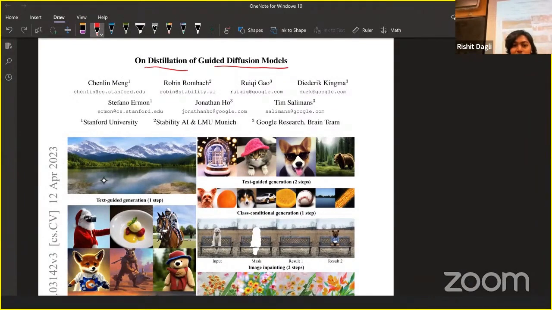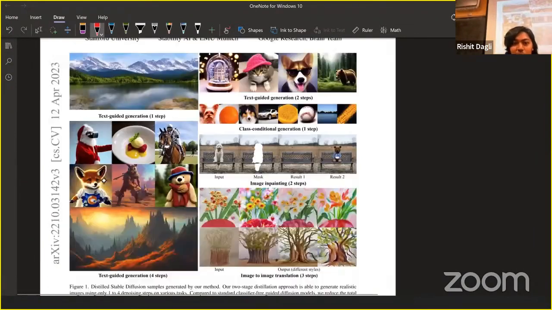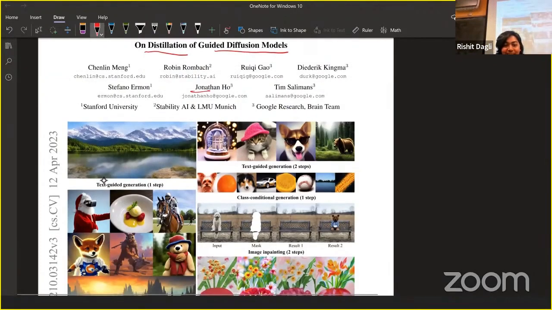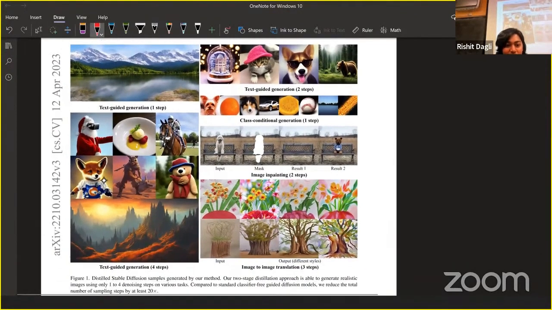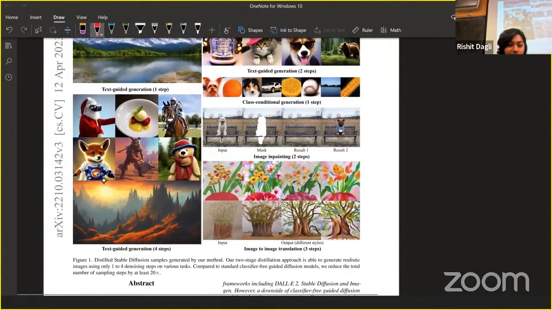So I was just seeing the authors of this. There's of course Jonathan, who was the first author of DDPMs. But what I like to do, I guess, is, and feel free to tell me if you want to do it any way different, I like to go through images first, and maybe you can go through this image then. So what this says is distilled stable diffusion samples generated by our method.